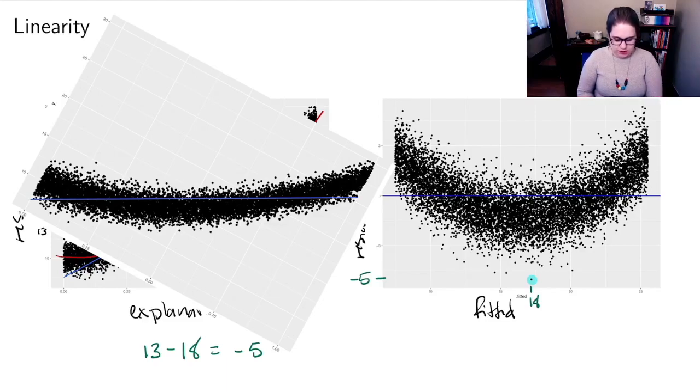So if I look at a residual versus fitted plot, I can also tell if linearity is met. So linearity looks like it is not met because there is a clear nonlinear pattern. If the data was all just neatly along this line, that would look linear. This has a clear curve, so it is not linear.